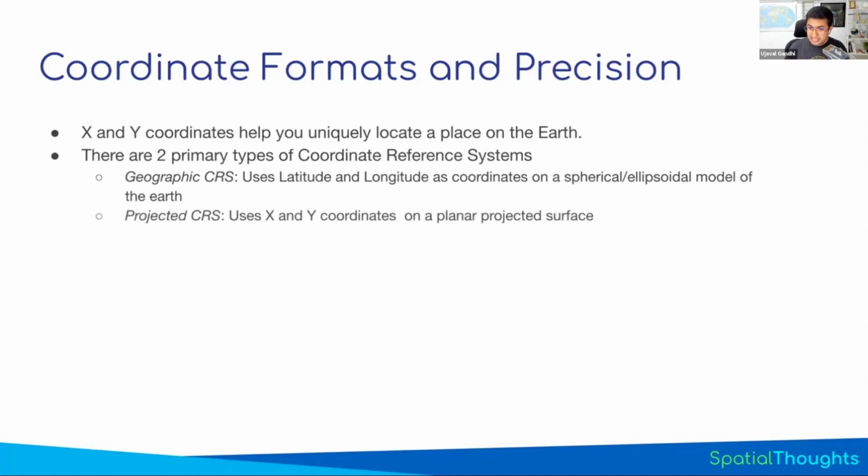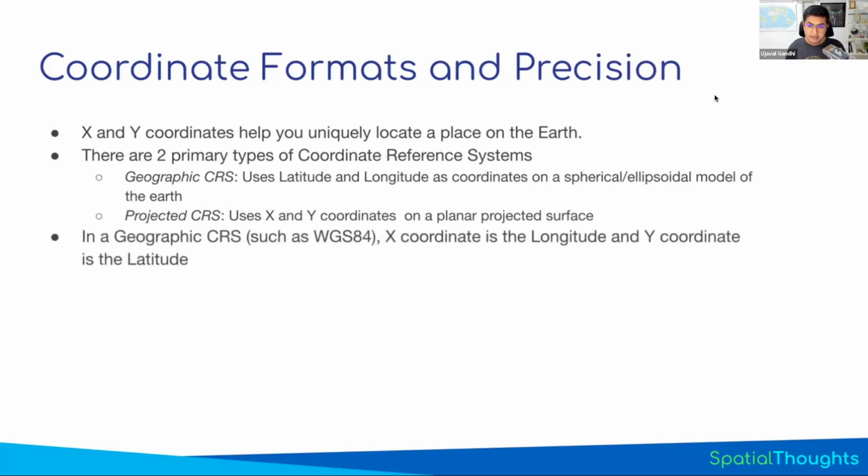You also have projected CRS, where you take Earth, project it into a flat surface using a projection suitable for a region. You get X and Y coordinates, and you can measure the X and Y coordinates of a place in reference to that X and Y projected coordinate system and represent those coordinates. We'll focus on geographic CRS, lat long.